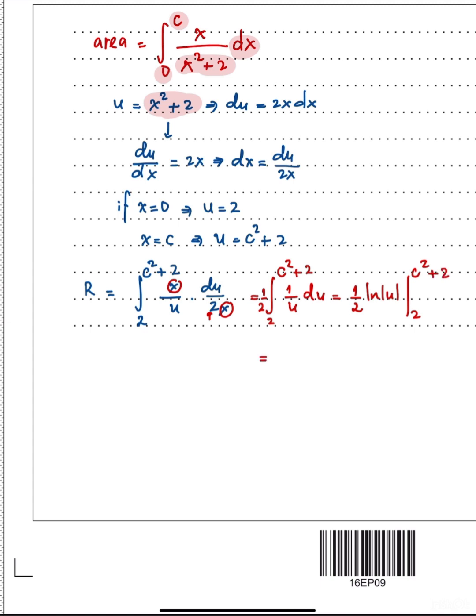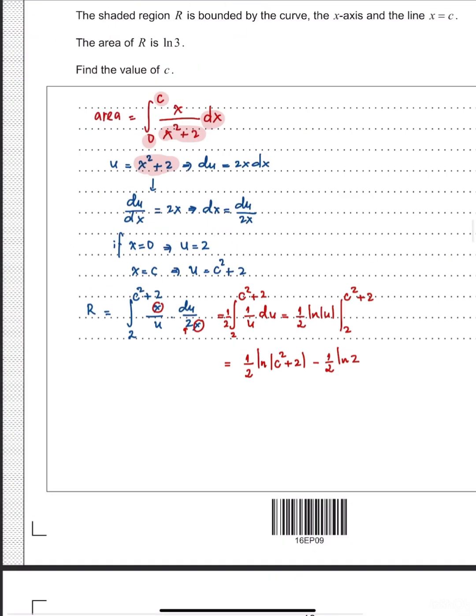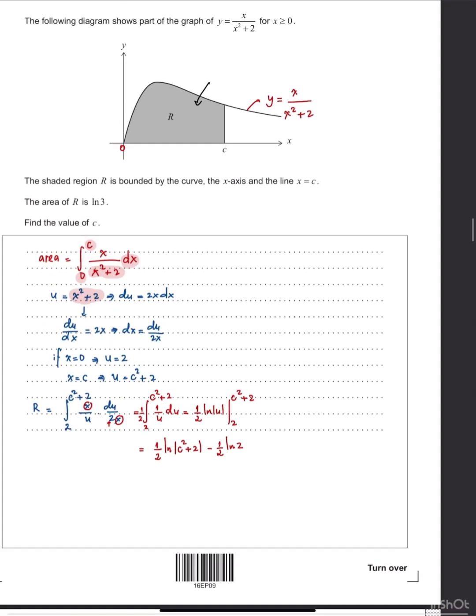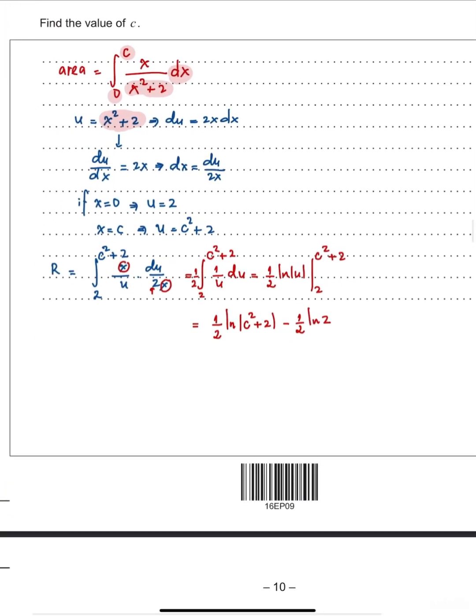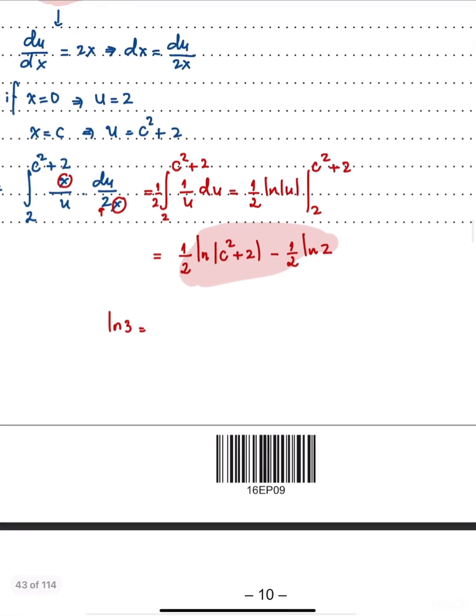So then we get 1 over 2 ln of c squared plus 2 minus 1 over 2 ln of 2. But they told us that the area is ln 3, right? The area is ln 3, so we consider that ln 3 equals this. In this case, we can use the logarithm rules. If we set 1 over 2 as the common factor, we will get this.